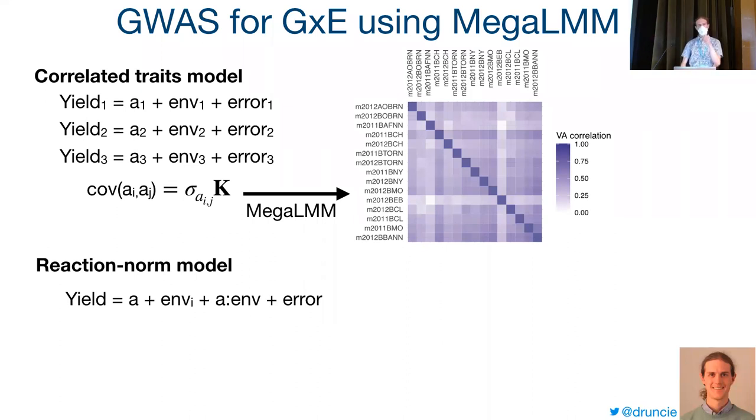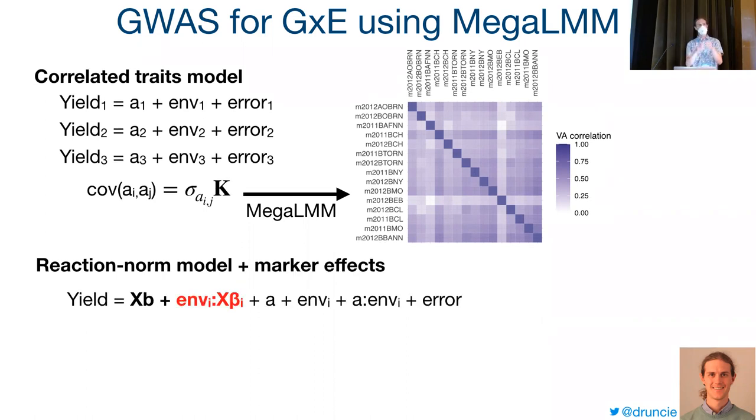And I'll introduce, for a particular marker that I'm interested in, two more terms, a main effect of that marker and a G by E effect for that marker. And I want to test if that G by E term is zero. That test is easy. I just test if there's a G by E term in any of the environments, and use an F test for that.